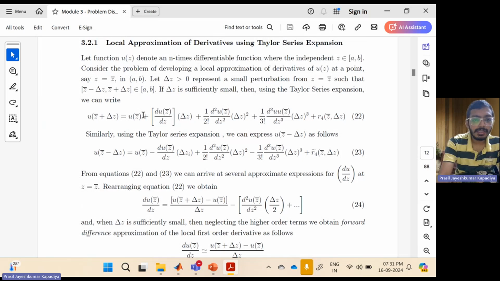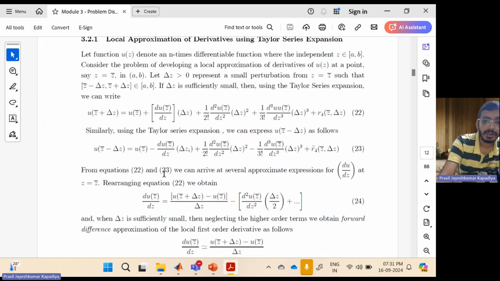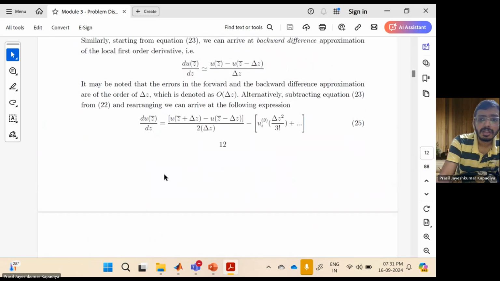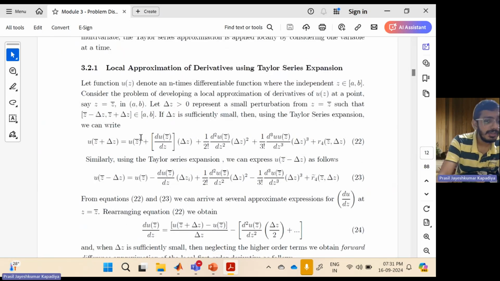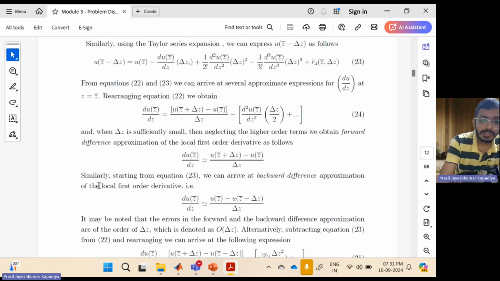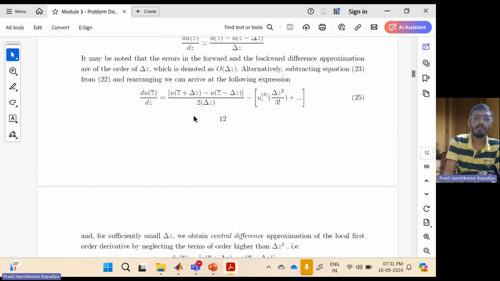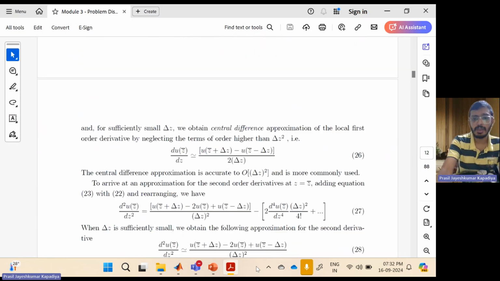Now alternatively, if we add these two equations, this term will be cancelling out. But if we need to find du by dz, we don't need to add, we need to subtract these two equations. Subtracting, we get du by dz equal to u of z plus delta z minus u of z minus delta z, divided by 2 times delta z. Here the order of error is delta z square. Correct? So this is called central difference, where we are calculating the derivative using both the forward point, z plus delta z, and the backward point, z minus delta z.